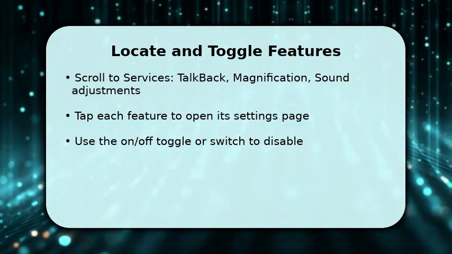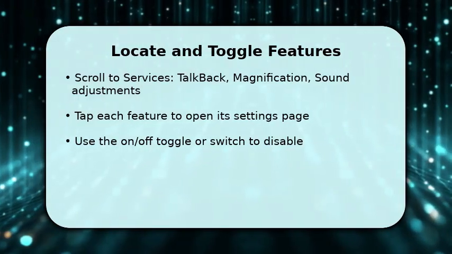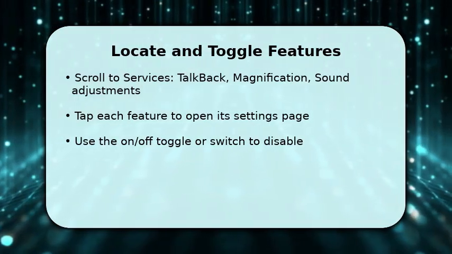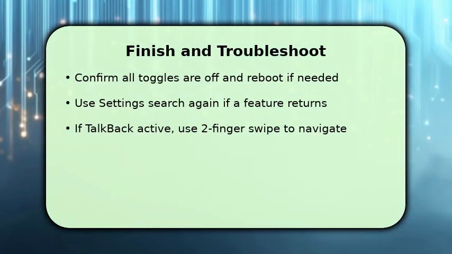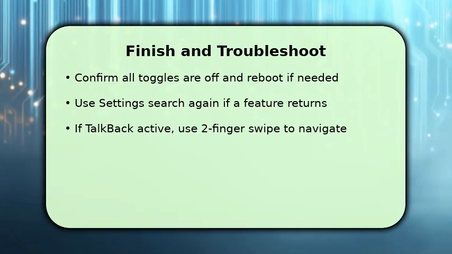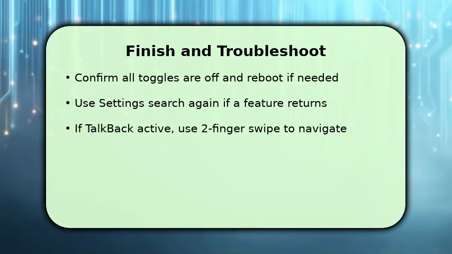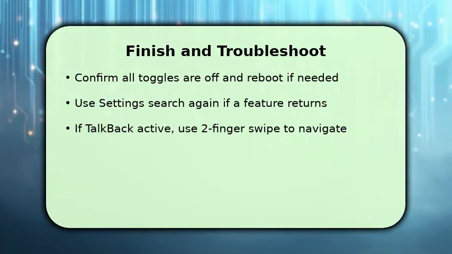Once done, verify that no accessibility icon remains in the status bar. That confirms the feature is disabled. Finish by reviewing the accessibility list to confirm all toggles are off, and then reboot the phone to clear lingering behaviors. If a feature re-enables itself, search settings for that specific name and disable it again.